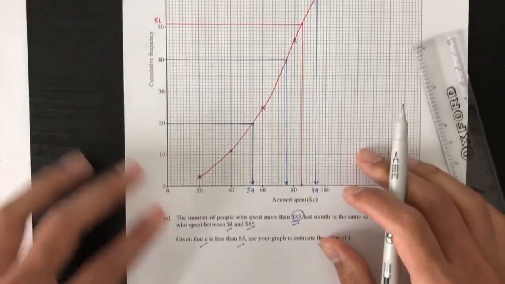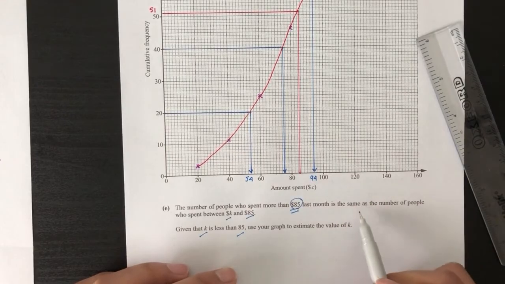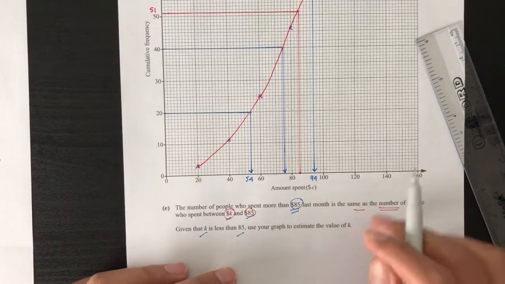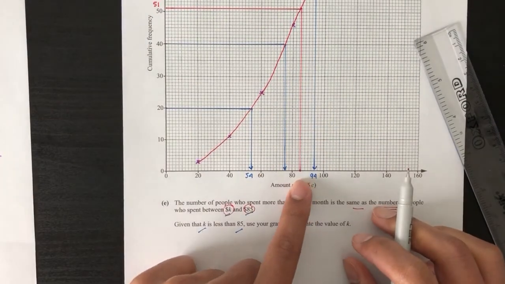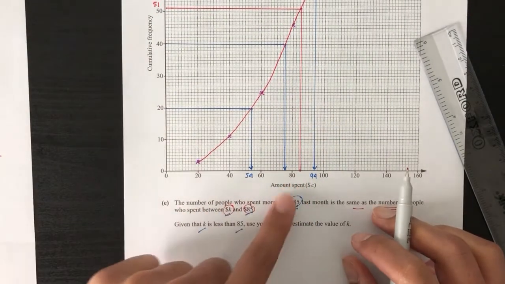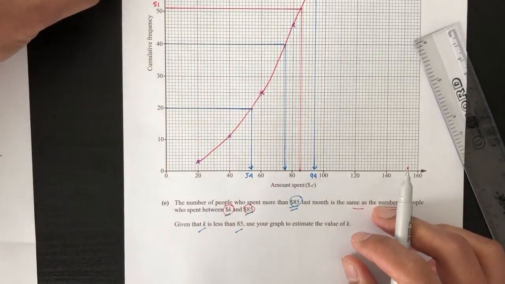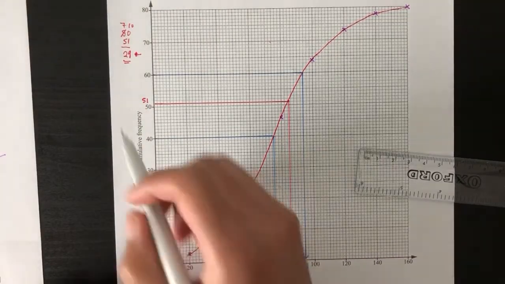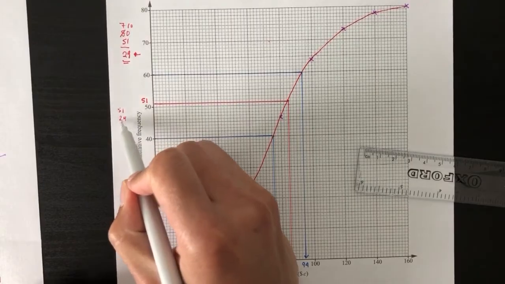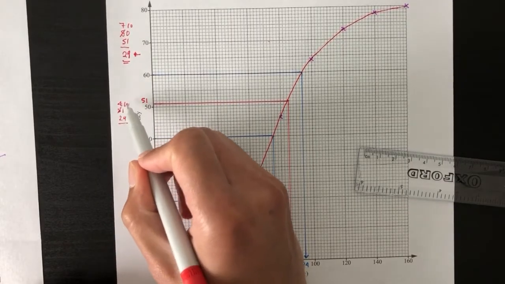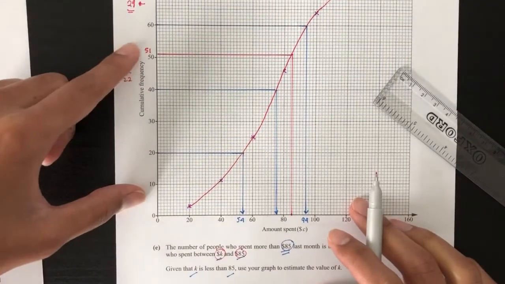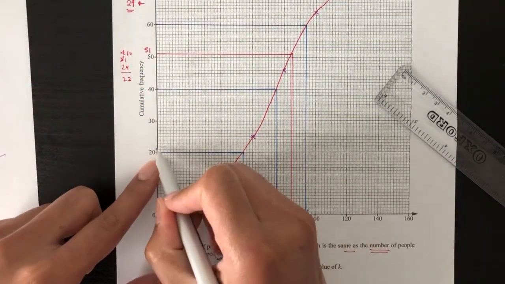Okay, now it says that same as the number of people who spent between K and 85. So between 85 and K, we have to find the value of K, but we know it's the same number of people. So 29 on top, it needs to be 29 at the bottom as well. So 51 minus 29, that will be 22. So 22 will be about here.